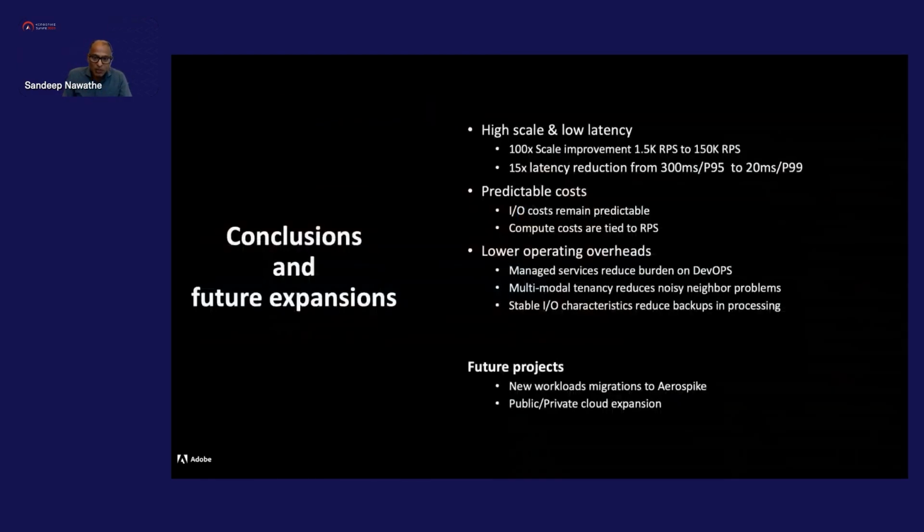So I want to call out some of the conclusions and the results that we are seeing. The most important thing was that the scale improved almost 100x. We were at about 1500 requests per second. Now we are at 150K requests per second for a single sandbox. That 100x scale improvement happened with a latency improvement, which was at 300 milliseconds with P95.